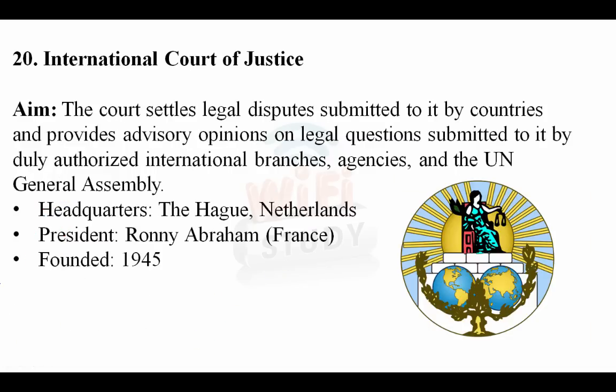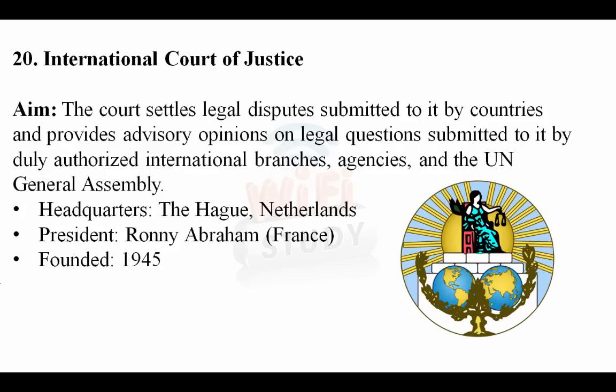International Court of Justice, that is ICJ. The court settles legal disputes submitted to it by countries and provides advisory opinions on legal questions submitted to it by duly authorized international branches, agencies and the UN General Assembly. So if there is a legal dispute between 2 countries, then the court which settles the dispute between the 2 countries is the ICJ, the International Court of Justice. If there is a problem between 2 states, then the Supreme Court will take care of that. And if there is a problem between 2 nations, then the ICJ will take care of that.